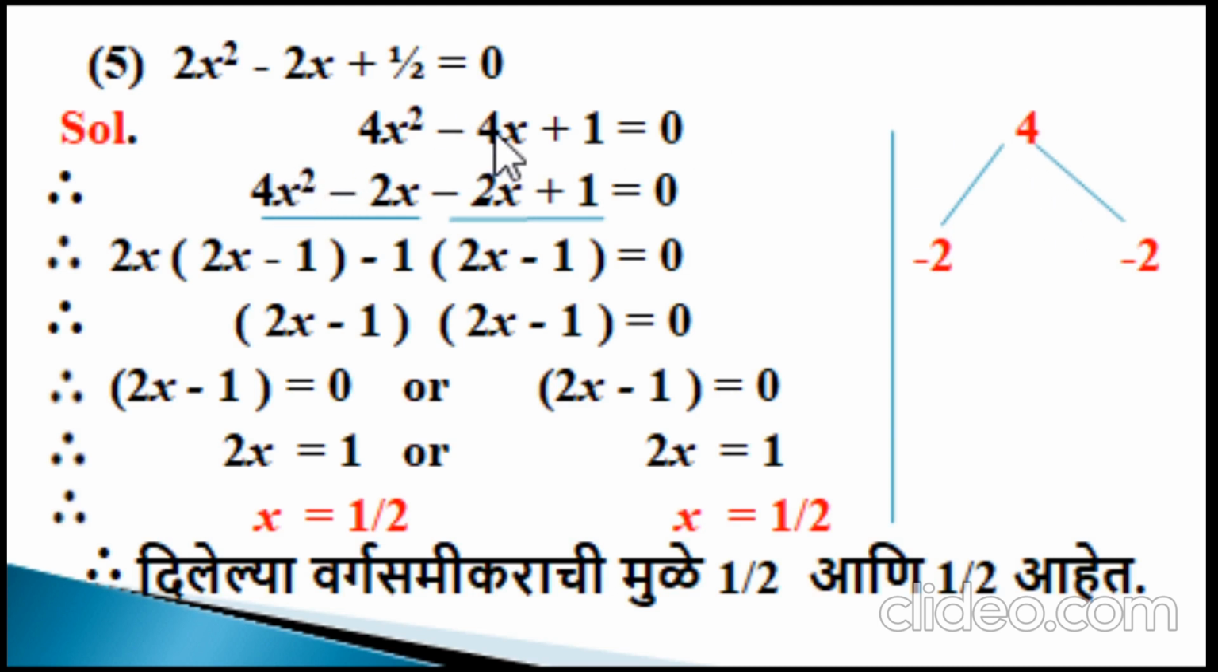So instead of 4x we have taken minus 2x minus 2x. 4x square minus 2x minus 2x plus 1 is equal to 0. Here common is 2x, 2x minus 1 in bracket. Here common is minus 1. So 2x minus 1 in another bracket. So 2x minus 1 in one bracket, 2x minus 1 in another bracket. So 2x minus 1 is equal to 0, 2x is equal to 1 and x is equal to 1 upon 2. Similarly here same thing.